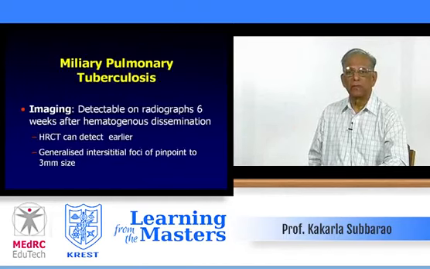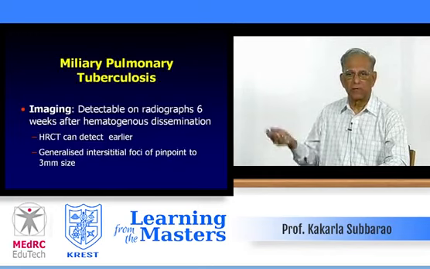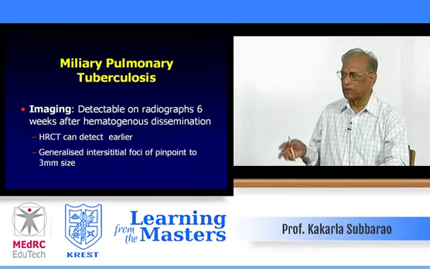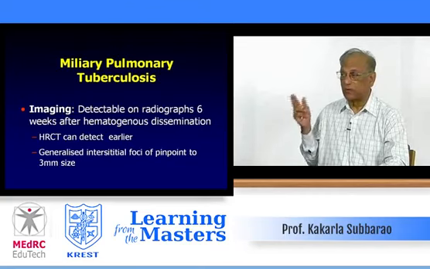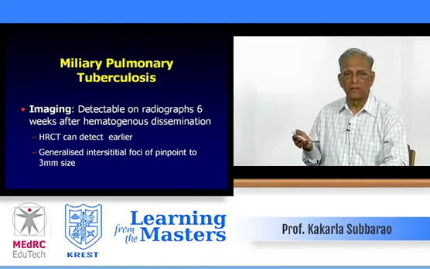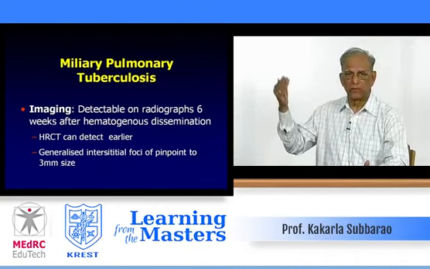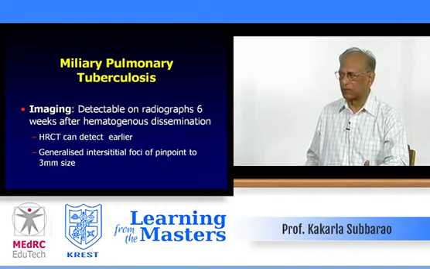Then miliary pulmonary tuberculosis is rather serious as compared with other types of tuberculosis because it is a disseminated systemic disorder. And imaging is detectable on radiographs only 6 weeks after hematogenous dissemination. In fact, several times if an over-penetrated radiograph is taken, you may miss it. Fluoroscopy, forget it. You can't detect miliary tuberculosis on fluoroscopy. Several times, in my own experience, we have missed it. Radiograph showed beautifully the miliary pattern of the tuberculosis.